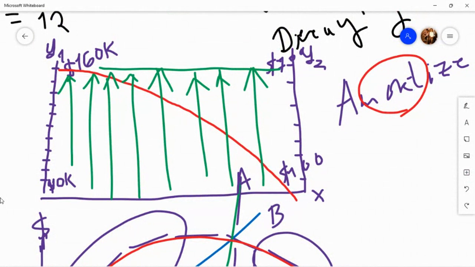The original loan at time 0 was 160K, and it's decaying. Eventually, it dies. Therefore, amortization. Makes sense?